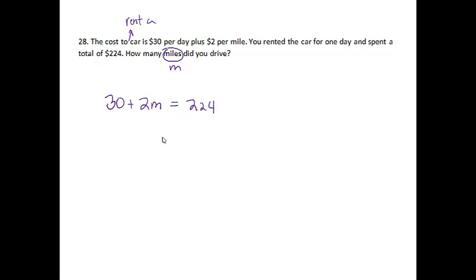So I'm just setting up my equation like this. Now it's a simple one to solve. We're going to subtract 30 from both sides. So I'll get 2m is equal to 224 minus 30 is 194, I believe. Yep. And then we'll divide both sides by 2. So m will equal, let's see here, 97, I believe, which means we drove 97 miles.